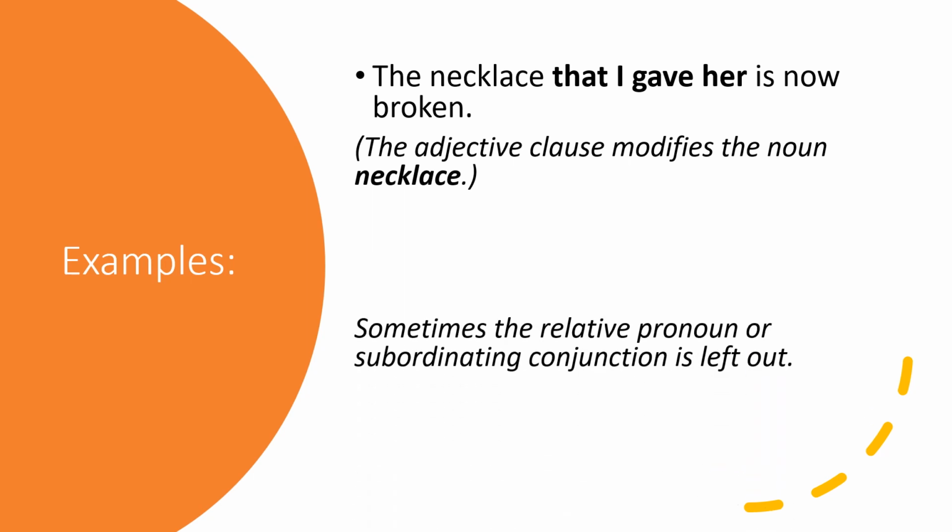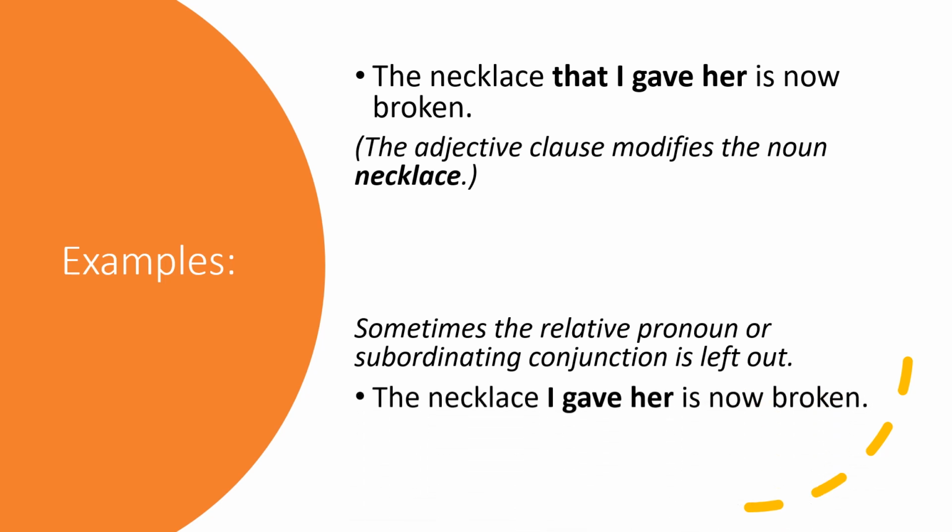Sometimes the relative pronoun or subordinating conjunction is left out, but it does not change the meaning of the sentence. For example, the necklace I gave her is now broken. Removing the relative pronoun that does not change the meaning of the sentence.